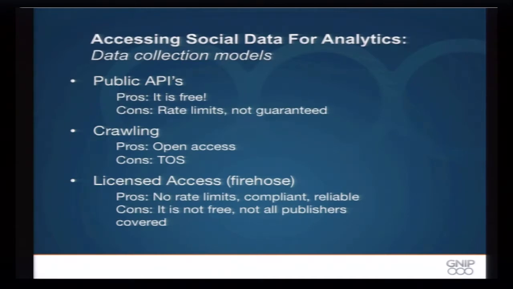And then the cons to licensed access: it's not free, right? Not all publishers have arrangements with resellers like GNIP or other partners that are going to make their data available in these types of formats. So, 3 ways to get data, and different pros and cons for each.